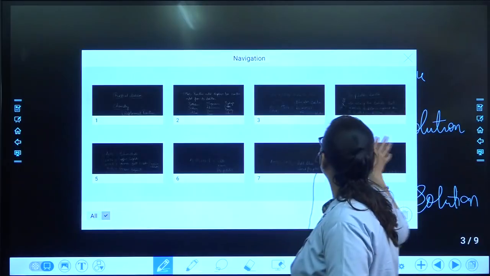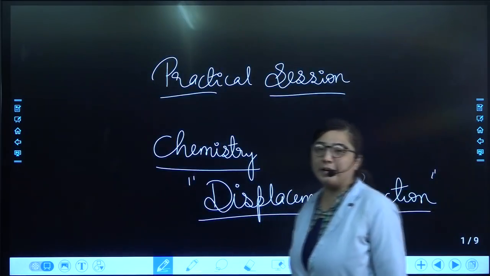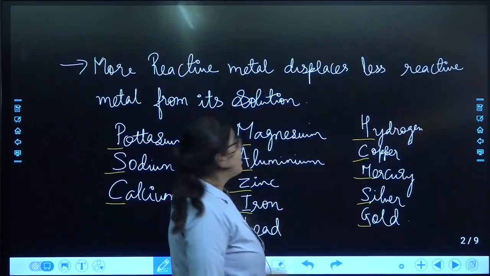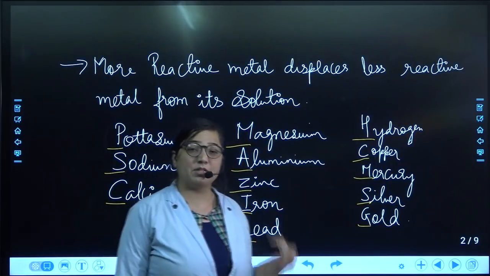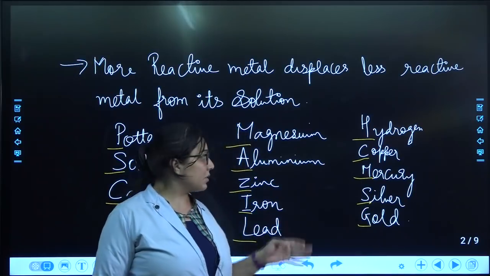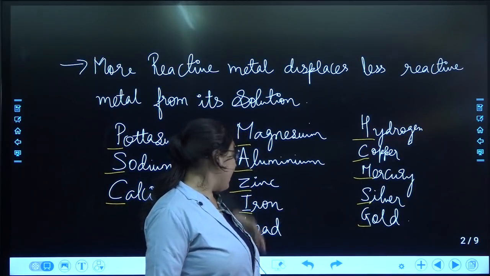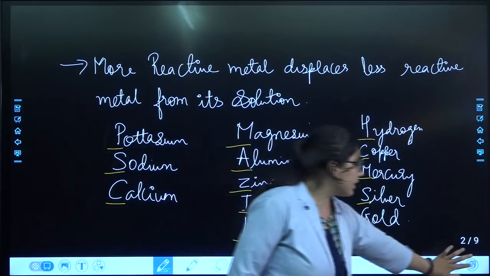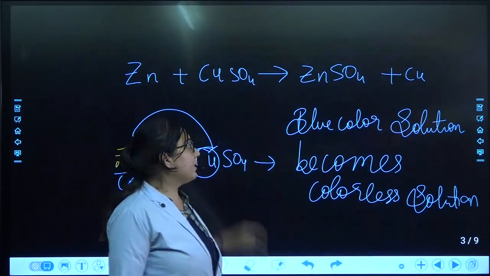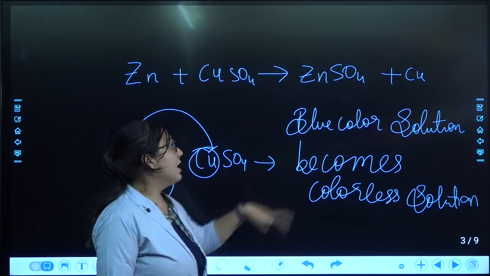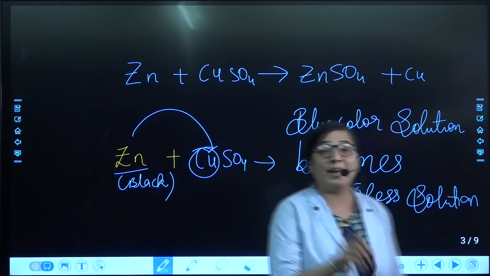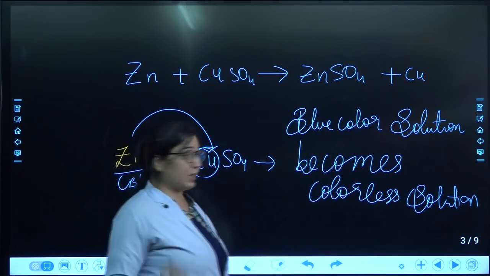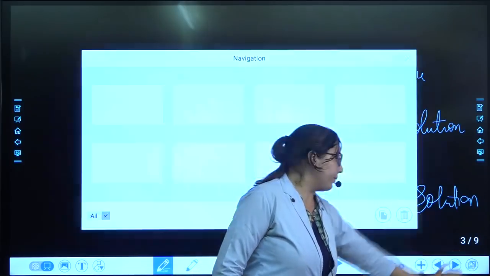So that was all about it. The whole practical session we started with the displacement reaction. What is displacement reaction? More reactive metal will displace less reactive metal from its solution. Potassium, sodium, calcium, magnesium, aluminum, zinc, iron, lead, hydrogen, copper, mercury, silver, gold. On this basis, more reactive metal will displace less reactive metal from its solution. Then this is what we saw: the blue colored solution becomes colorless. When zinc is added to the copper sulfate solution, the solution becomes colorless because zinc will displace the copper.